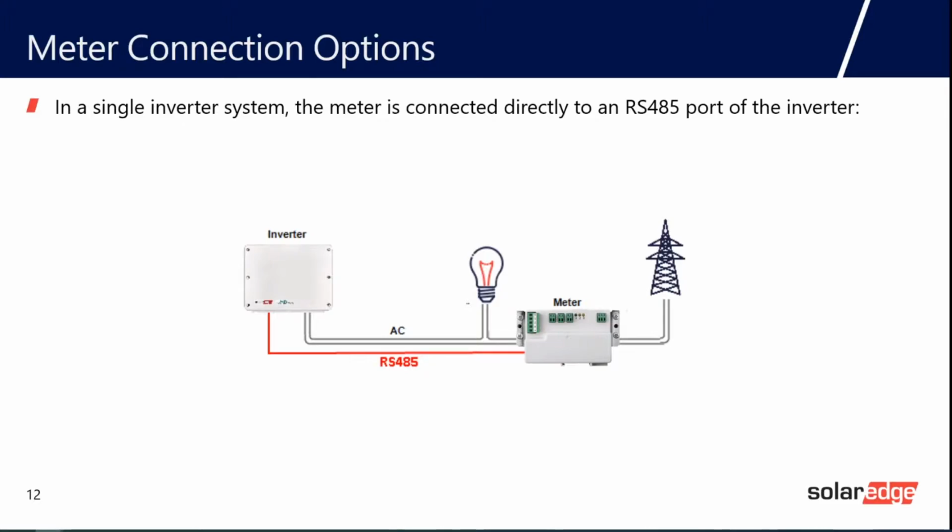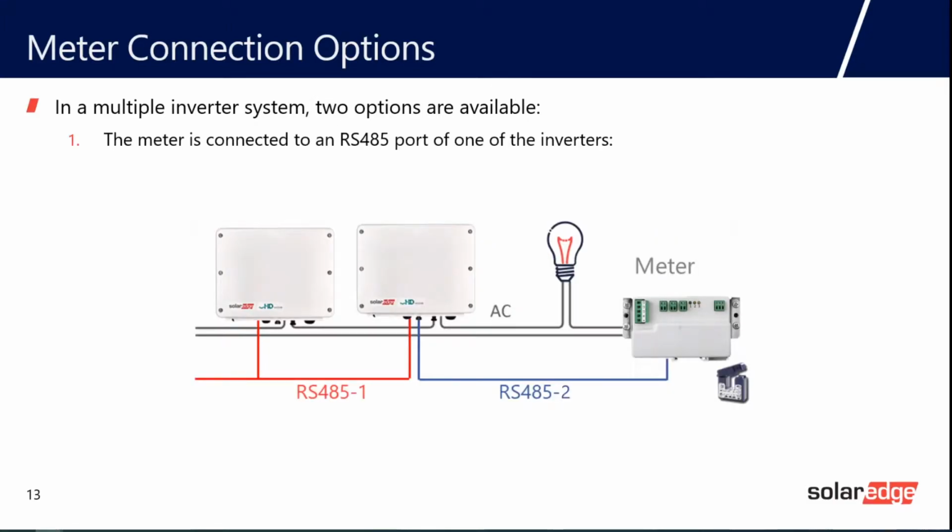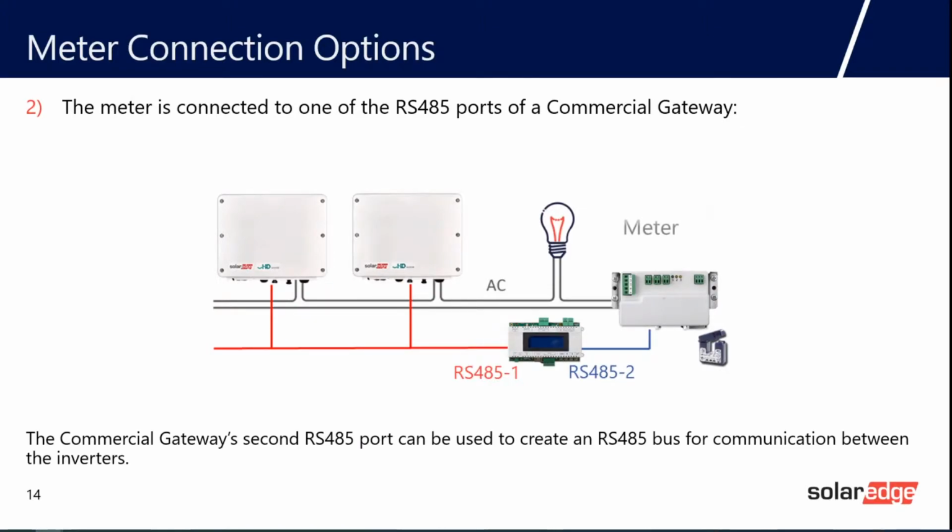In a single inverter system, the meter is connected directly to the RS485 port of the inverter. In a multiple inverter system, two options are available. In the first option, the meter is connected to an RS485 port of one of the inverters. If the inverter has a second RS485 port, use this port to connect between the inverters. If the inverter has only one RS485 port, use an RS485 plugin available from SolarEdge or Zigbee communication between the inverters. In the second option, the meter is connected to one of the RS485 ports of a commercial gateway.